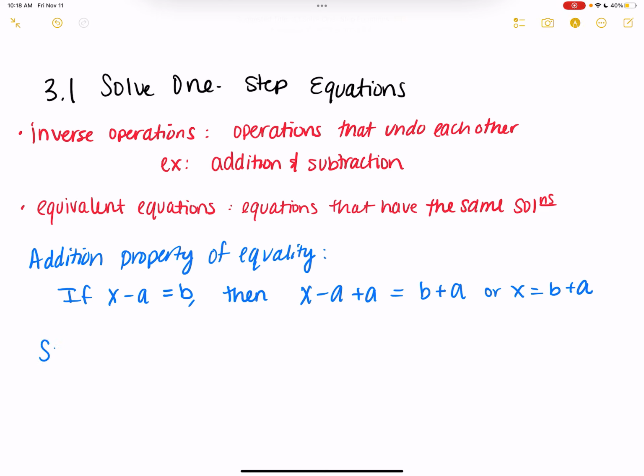Then we have the subtraction property of equality. This one is going to look very similar to the one I just did, but if x plus a equals b, then x plus a minus a equals b minus a, or x equals b minus a.